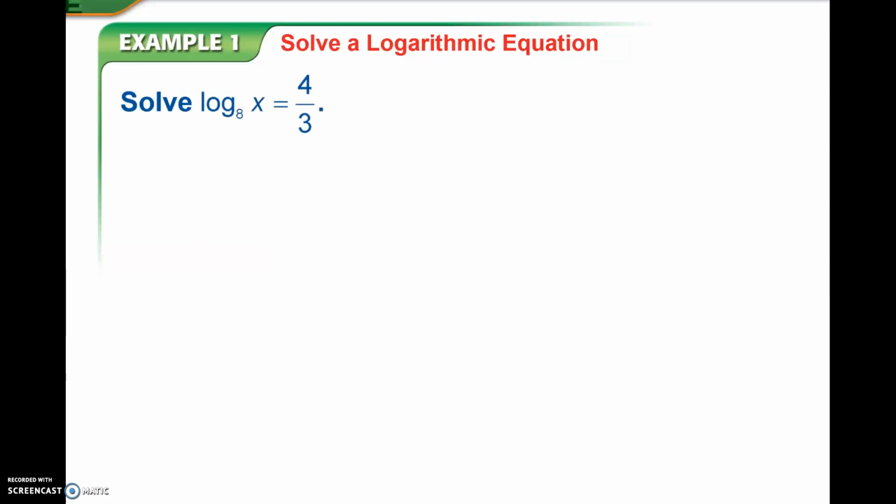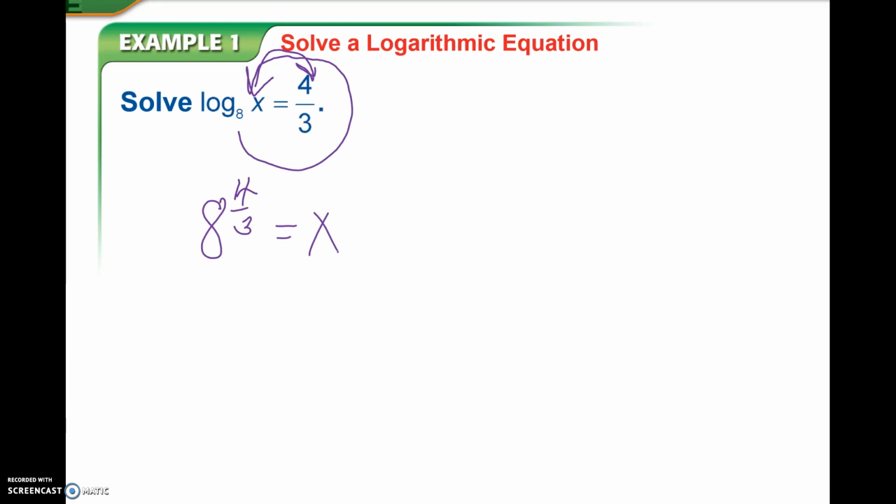Notice before today our x was here. Now we're going to have x's in different locations. So we'd rewrite it in exponential form. That's always going to be step 1, unless we can cancel out, which we'll talk about later. So I'm going to write 8. It starts at your base, picks up your exponent, and ends at x. So 8 to the 4 thirds equals x.